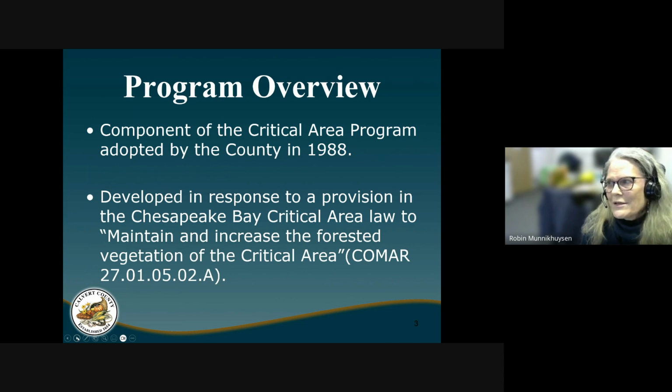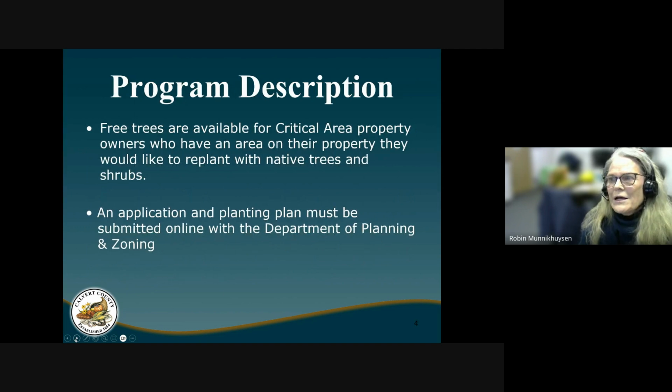It was developed in response to the provision in COMAR to maintain and increase the forested vegetation of the critical area. Essentially, it's also known as the Free Tree and Shrub Program in Calvert's critical area. If folks have area on their property that they'd like to replant and it meets the requirements, they're eligible to apply by preparing an application and planting plan, which can be done online on our website.